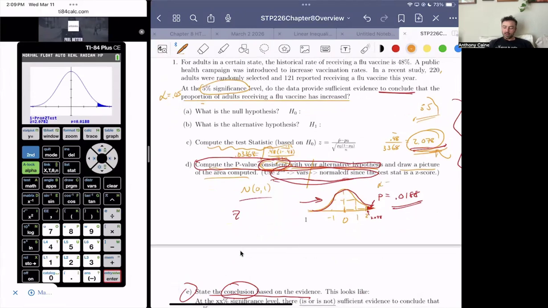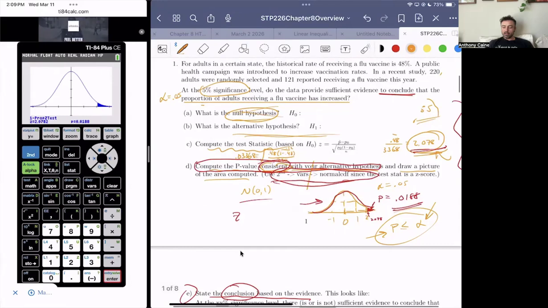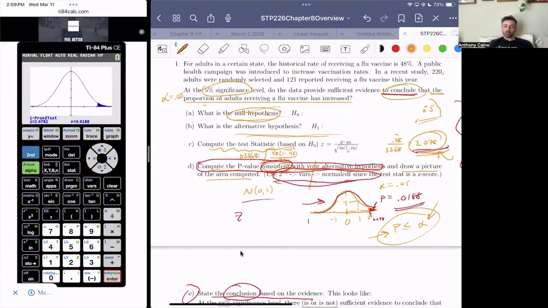And how does alpha compare to p? We can see, oh, p is less than alpha. Okay, and in fact, it's also true it's less than or equal to alpha. And in this setting, when the probability of what we observe, or something more extreme, which is p, is less than our threshold, that's when we say, aha, there is sufficient evidence to reject the null hypothesis. We're going to reject that. And we're going to say there's sufficient evidence to support the alternative hypothesis. But what's the alternative hypothesis? It's what follows the "conclude that." So it's this whole, the proportion of adults receiving the flu vaccine has increased.